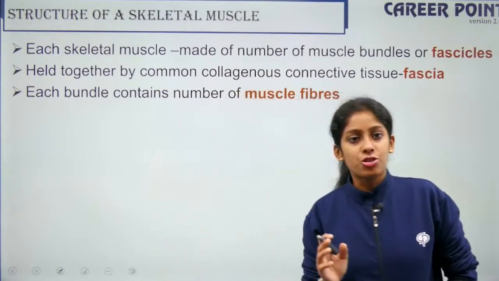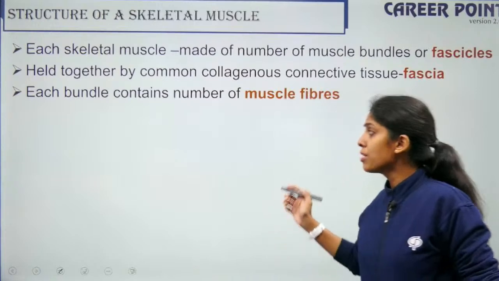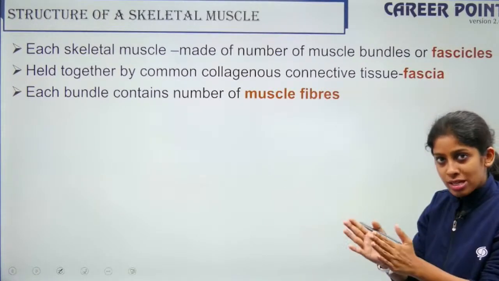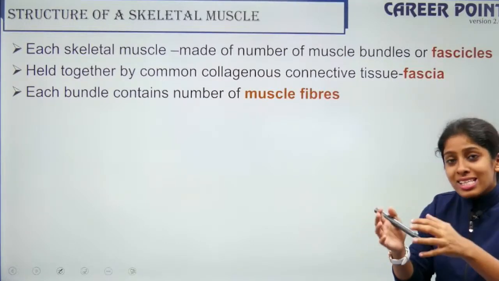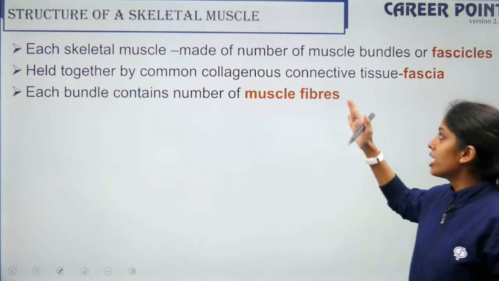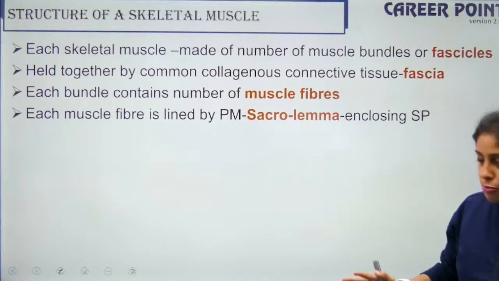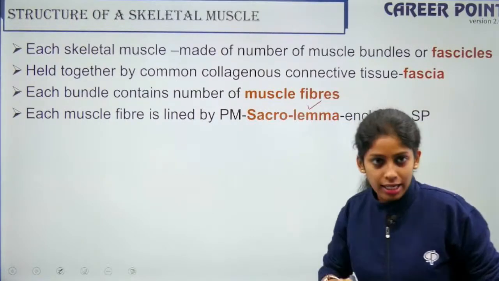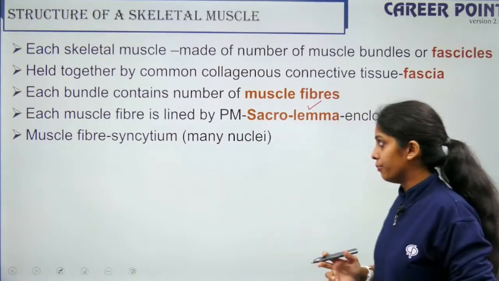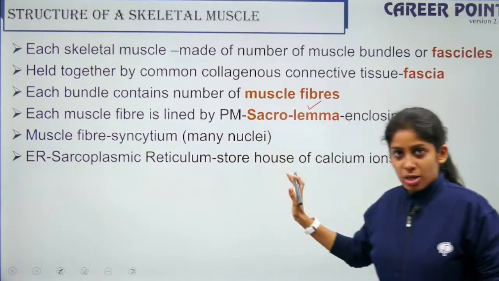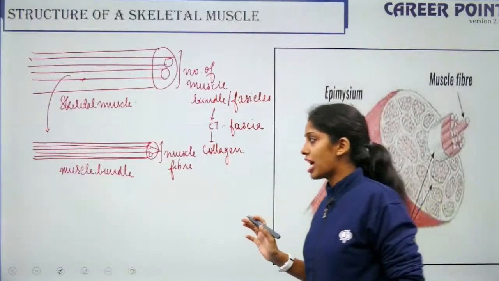We are talking about the structure of a skeletal muscle. If you do not understand, stop me and I can explain once again. Inside the skeletal muscle, we have muscle bundles, also known as fascicles, connected by fascia. Inside the muscle bundle, we have muscle fiber. The muscle fiber has a plasma membrane known as sarcolemma, and it has many nuclei, that is syncytium condition. The endoplasmic reticulum inside the muscle fiber is the sarcoplasmic reticulum, and it is a storehouse of calcium.